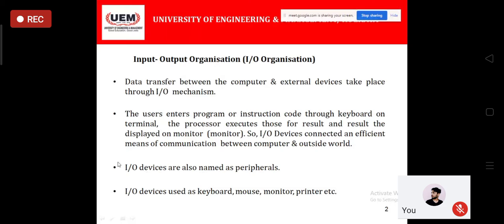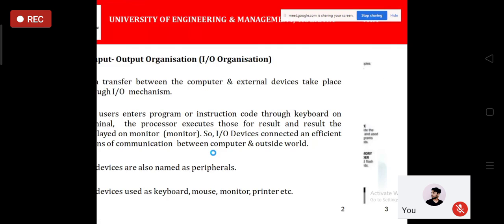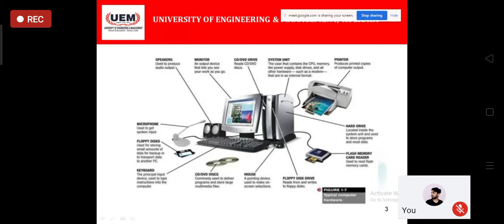These IO devices are known as peripherals. Like I told you, the mouse, monitor, printer, these are the IO devices. Okay, now if you think of this type of devices, the picture is hazy, but you can see speaker, monitor, CD, system unit, all these things are there. These are working as the IO devices.